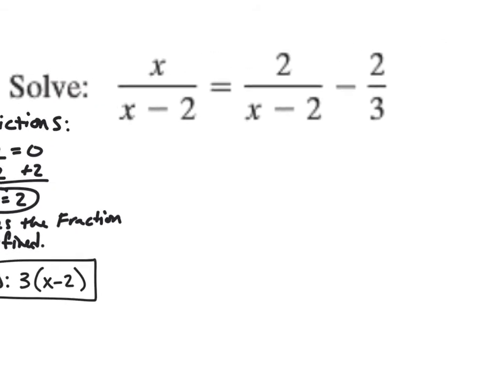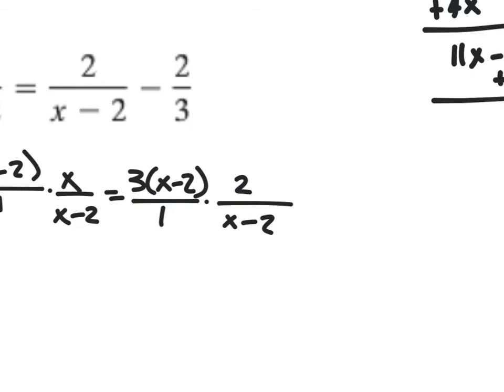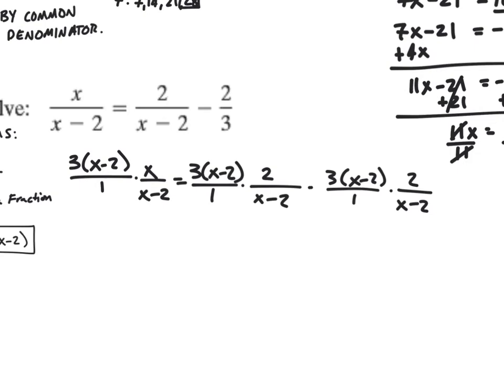All right, so let's write this out. We've got 3 times x minus 2 over 1 times x over x minus 2 is equal to 3 times x minus 2 over 1 times 2 over x minus 2, and then I'm going to do minus 3 times x minus 2 over 1 times 2 over x minus 2. Okay, and so at this point, I'm going to start dividing things out. I'm going to put this in parentheses. Oh, wait. This should be a 3. All right, so let's start dividing things out.